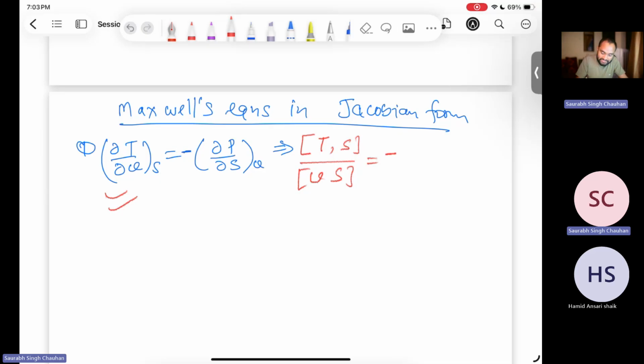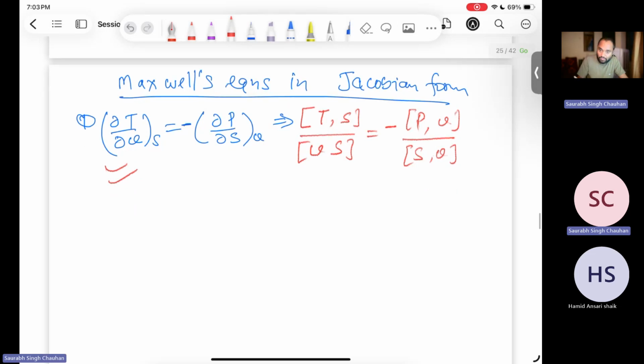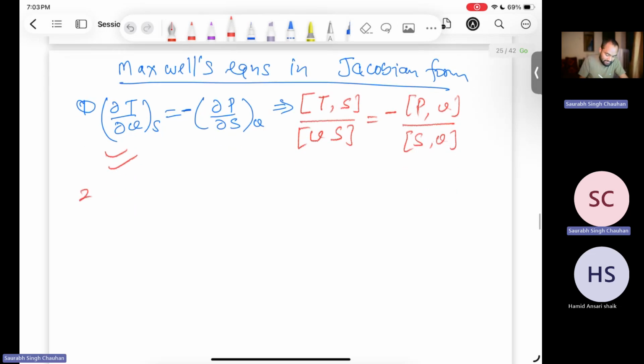Is equal to minus P in the numerator, and S in the denominator, and V will be repeated. Correct? That's how we defined it. I mean, this was one of the properties, no?